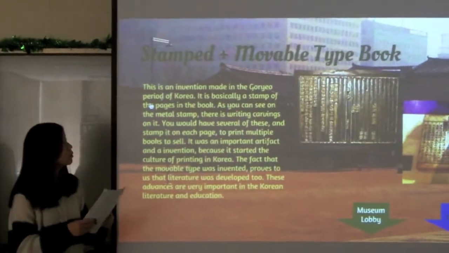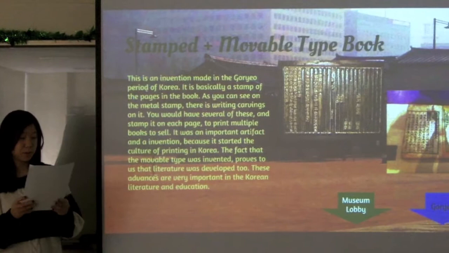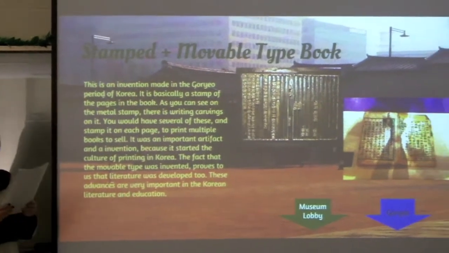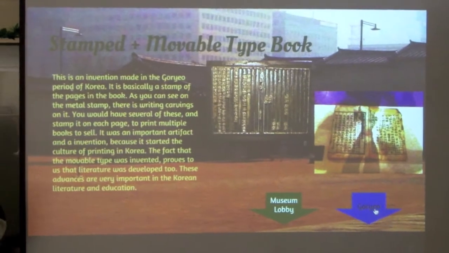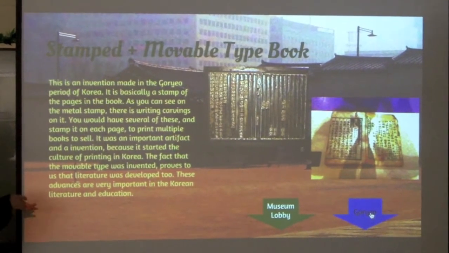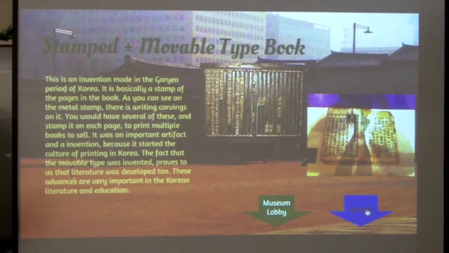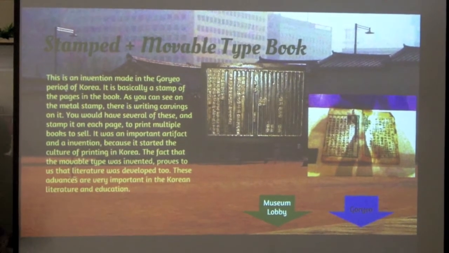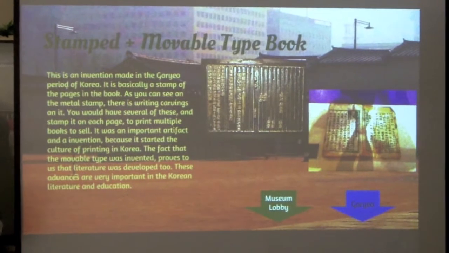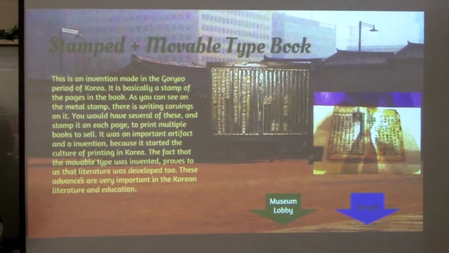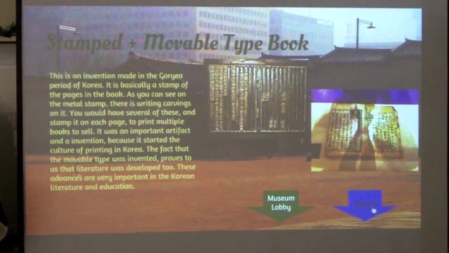First, I'm going to talk about the movable type, or like a stamped book. It's an invention made in the Goryeo period of Korea, and it's important because it started the printing of Korea. And basically, the picture you see on the left side is like a stamp that has letters carved in it, and they put ink on it and stamped it onto papers to make several copies of books and not handwrite it all the time.